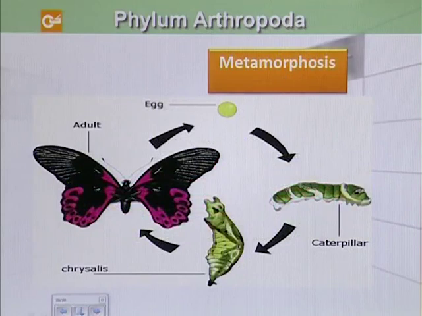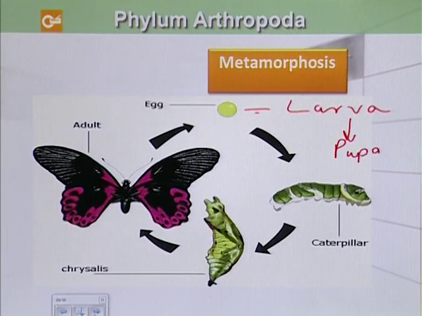And they undergo a process which is called metamorphosis. It is actually the change of form or structure during the life cycle. They have three distinct stages in their life cycle. Number one is egg, and the next one is larva, and from larva pupa develops, and then pupa develops into adult. In this slide you can see the life cycle of a butterfly. You can see the egg develops into caterpillar, and then chrysalis, and then adult is formed.